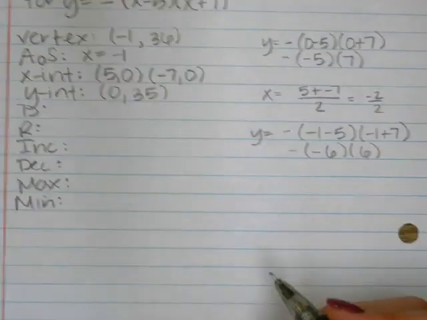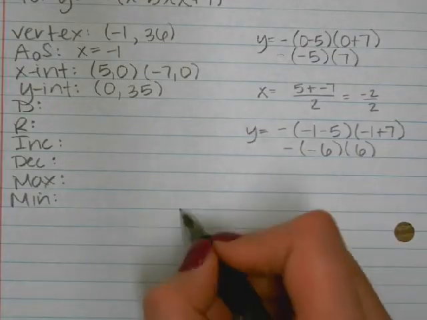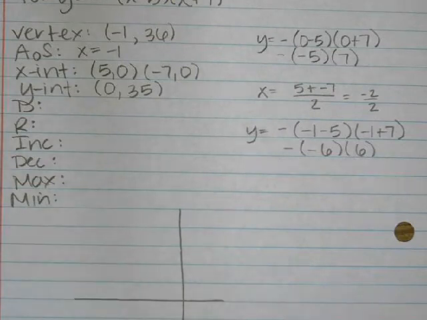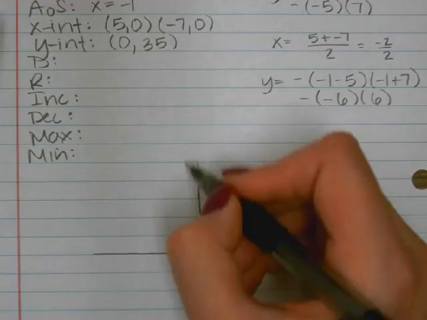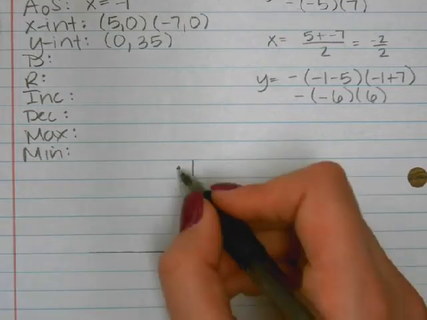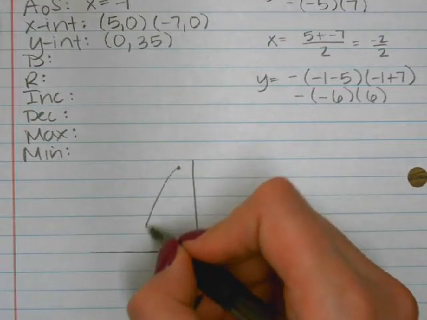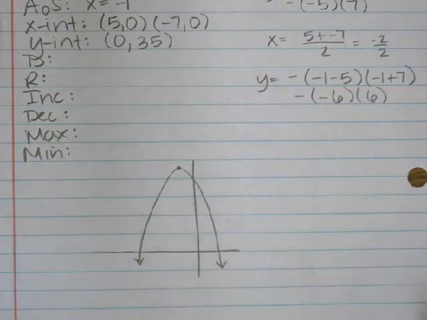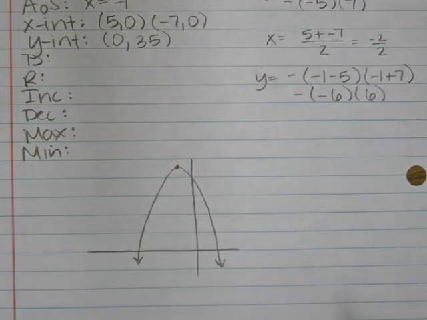I'm going to go ahead and use this to draw a little sketch of the picture because that sketch typically helps me to draw stuff to find out my increasing and decreasing. It also helps me find my domain and range. So I've got a vertex at (-1, 36), so pretty high up there. And then I have x-intercepts. I've got a -7 over here and a +5 over here. That is not drawn to scale, but you can imagine kind of what it looks like.